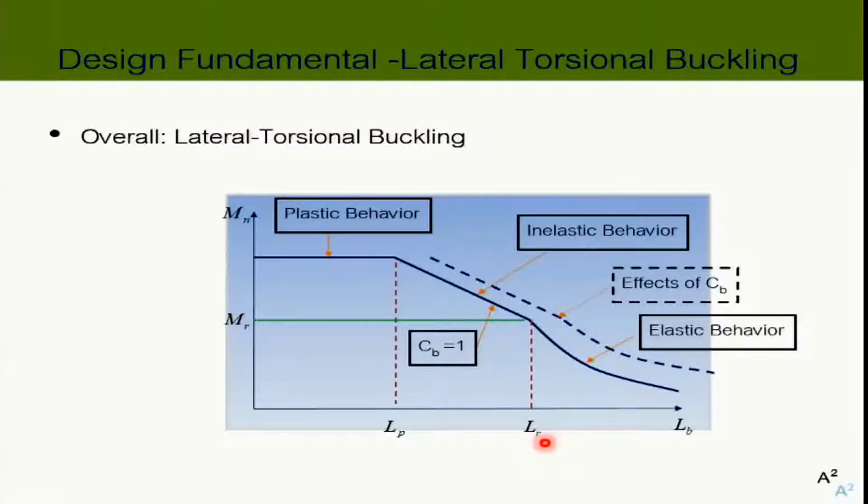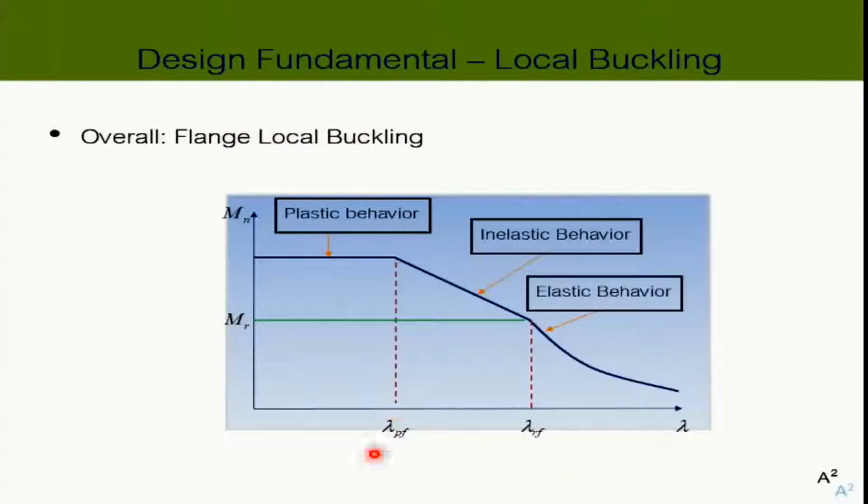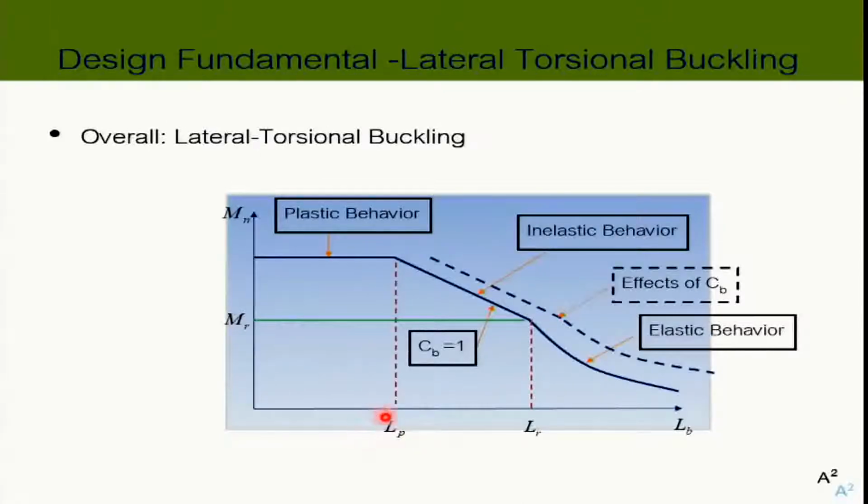Just a quick look at the difference between this and that. This is lambda, the slenderness ratio of the element, right? But this is the unbraced length of your beam. And somewhere between the elastic behavior and the plastic behavior is the inelastic one. So this line is just the line that connects the two behaviors together. Because the elastic one is based on calculus, the plastic one is based on a stress distribution, and the inelastic one is just the line connecting the two.